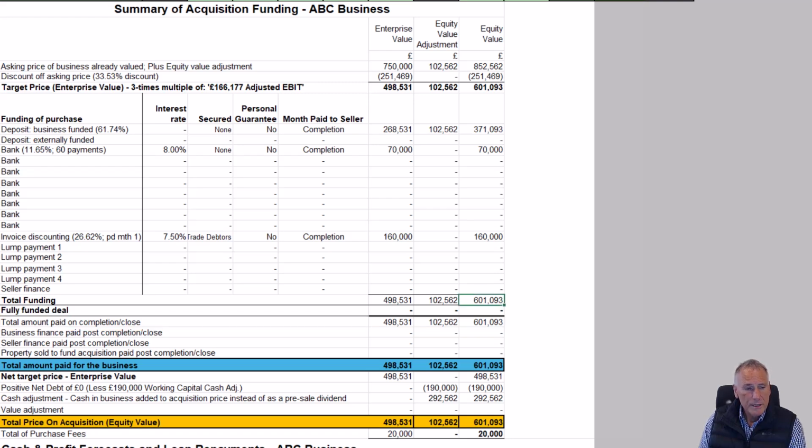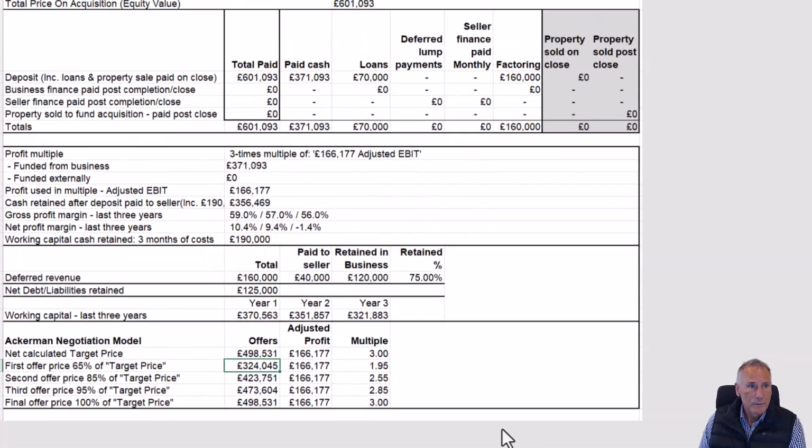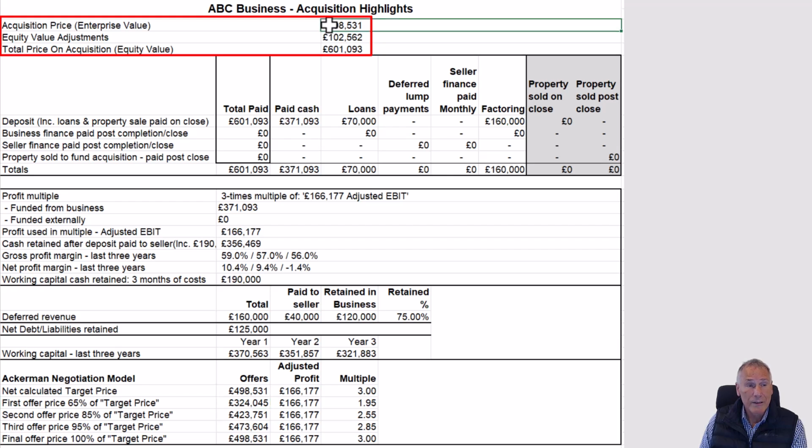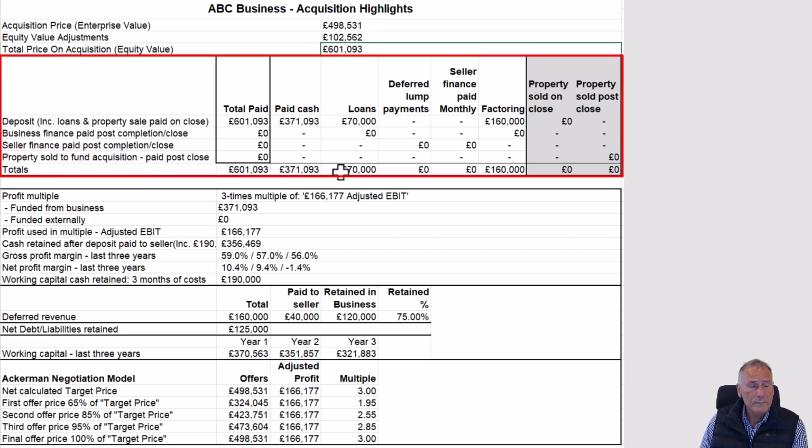So another worksheet to highlight is the highlights worksheet. And what this does is it summarizes the whole acquisition. So it'll give you your acquisition price, or what is effectively your target price. It will bring in your equity value adjustments, which in this case has been reduced down to the 102, and then your total price on acquisition, 601. And then that is broken down between how it's paid: cash, loans, factoring. And if there are any properties within the business, these will be split out here.